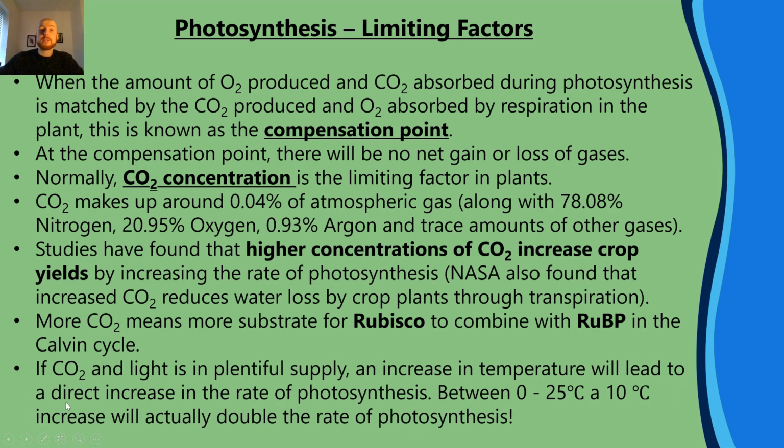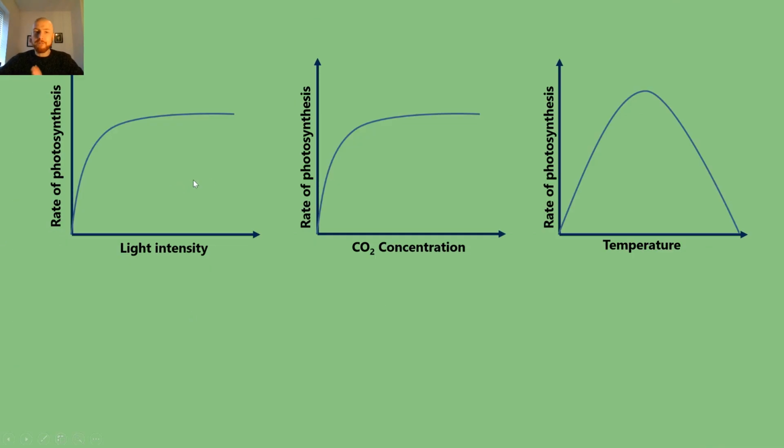So between 0 and 25 degrees, a 10 degrees Celsius increase will actually double the rate of photosynthesis. But again, we've got to think about temperature and the rate of enzyme catalyzed reactions. And the enzyme in question here is Rubisco in the light independent reaction. So here's 3 graphs that you guys need to get used to.